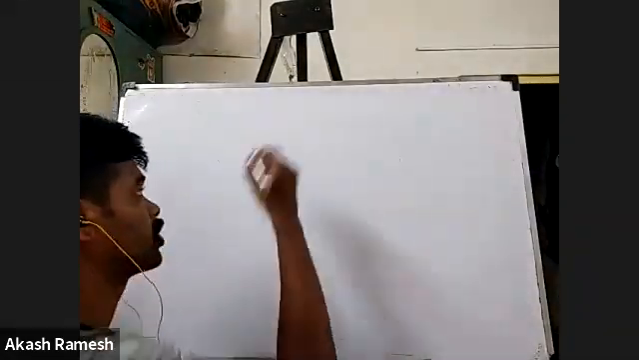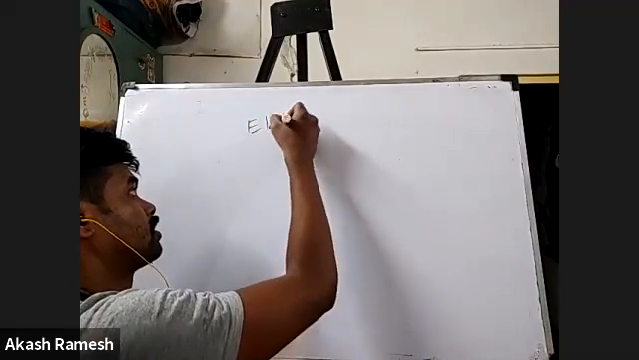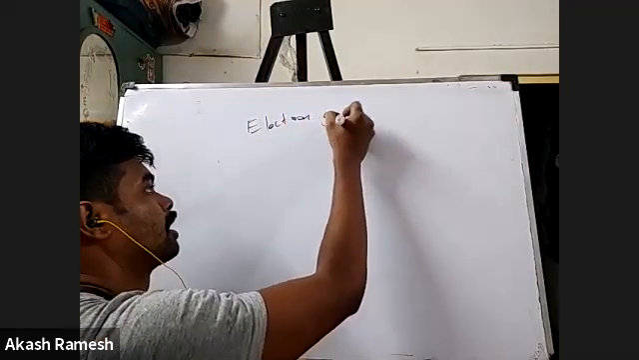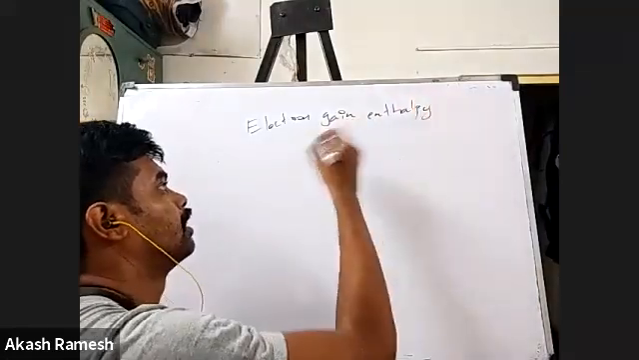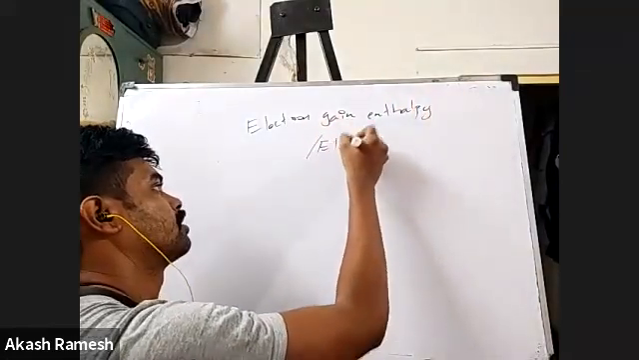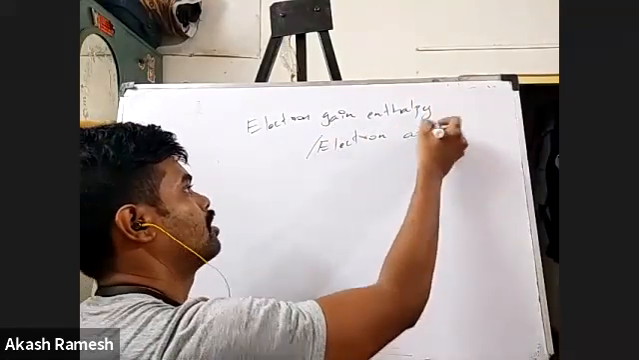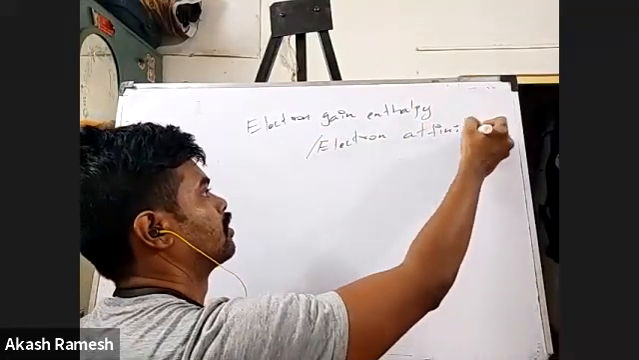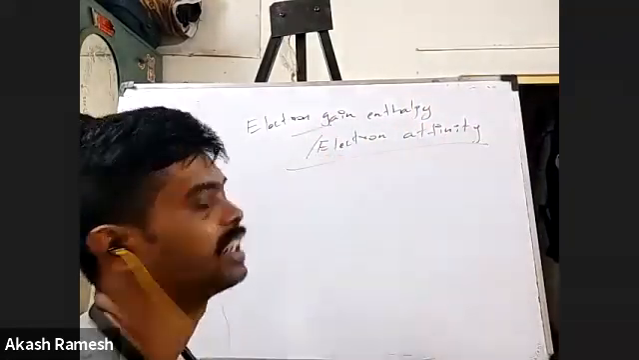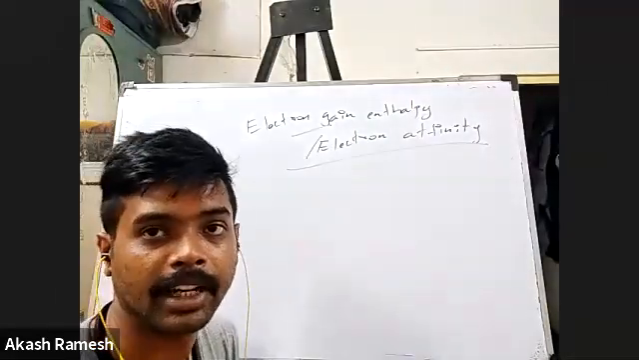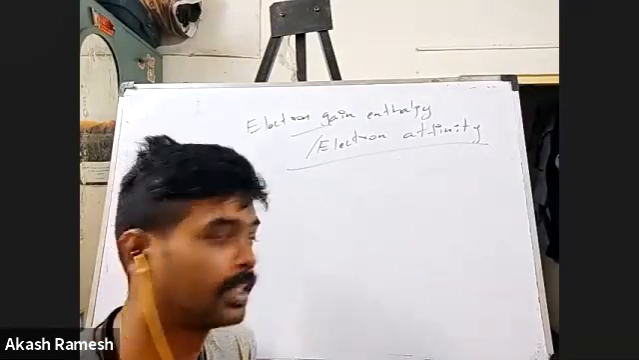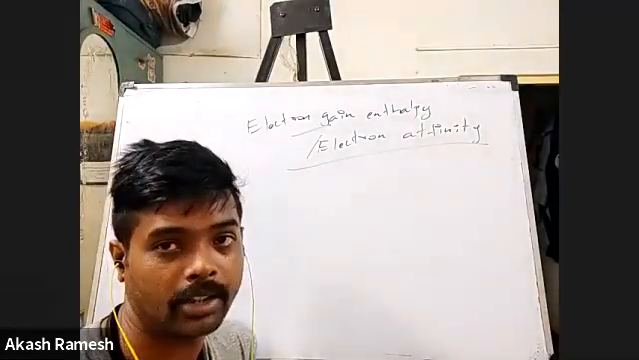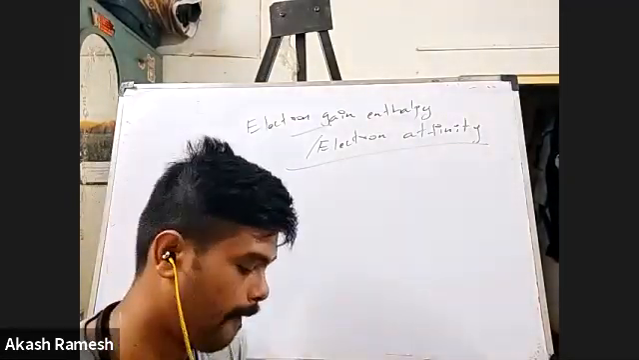Right. So the next one is what is called electron gain enthalpy, or it is also called electron affinity. Electron gain enthalpy or electron affinity. Okay, fine. So again, we have to take the definition first.